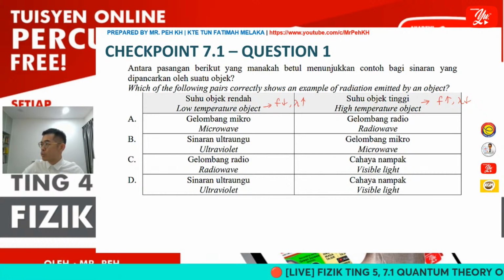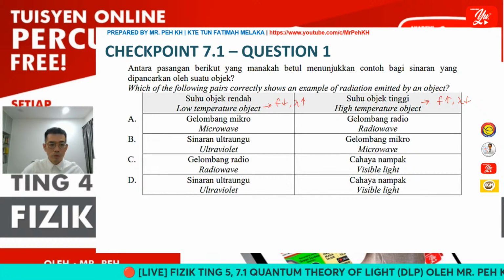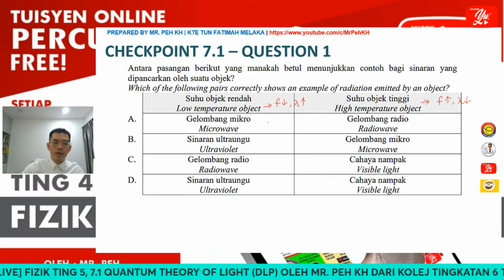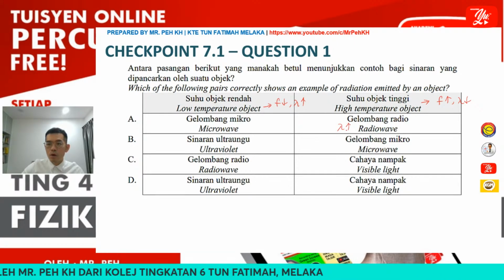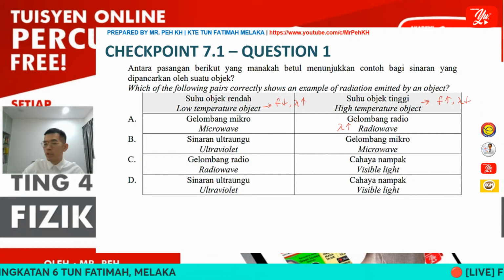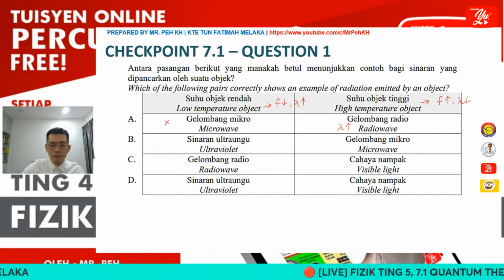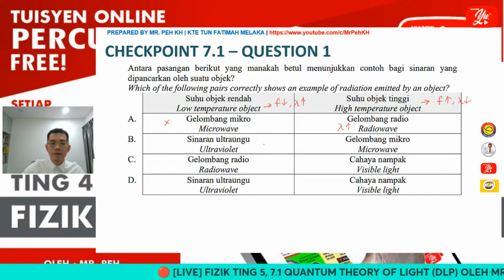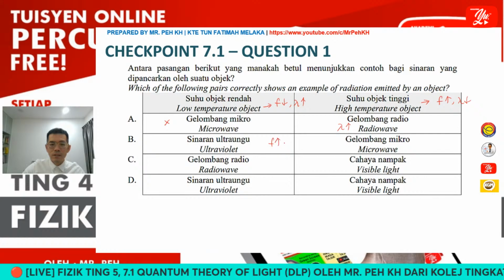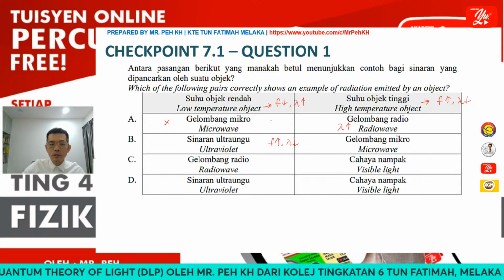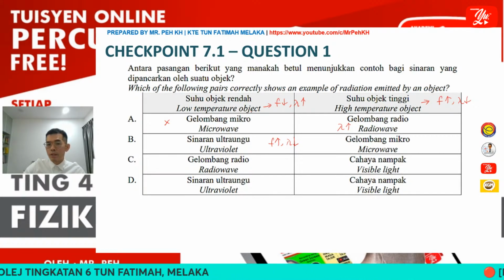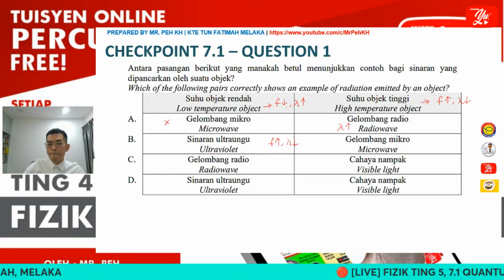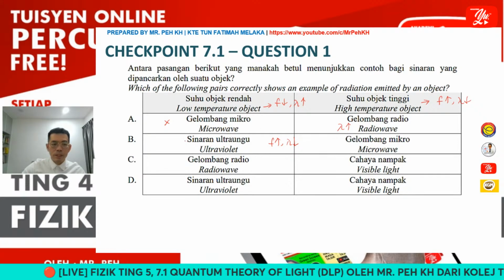So which answer should you select in this option? Here we have to compare. For option A, the microwave and the radio wave: the radio wave is actually longer compared to microwave, so option A will be wrong. Then for the second, the UV ray has a higher frequency and shorter wavelength, so it also does not meet the requirement for a low temperature object, which needs to emit longer wavelength light. So B is also wrong.